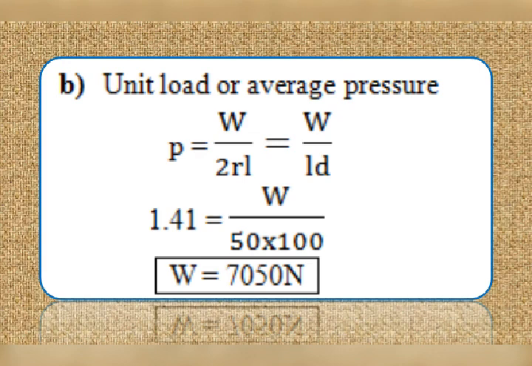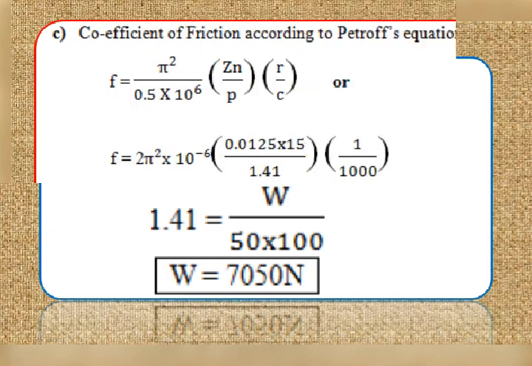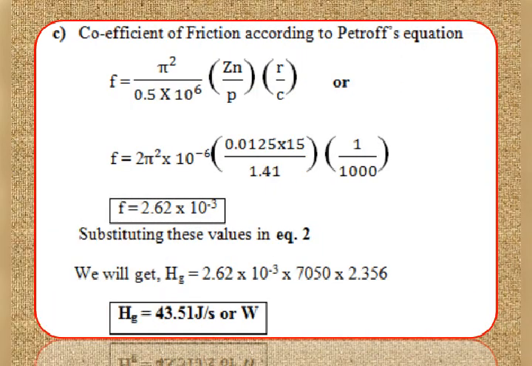P is equal to W divided by 2RL, that is W divided by L into D. Substitute the value of pressure 1.41, that is equal to W divided by 50 into 100. So we are getting the unit load W is equal to 7050 Newton. This value we're supposed to get first. Soon after getting the unit load, now we must find the value of coefficient of friction.